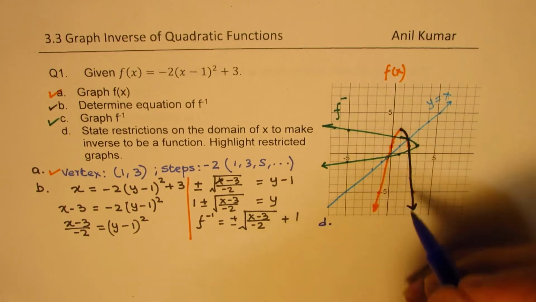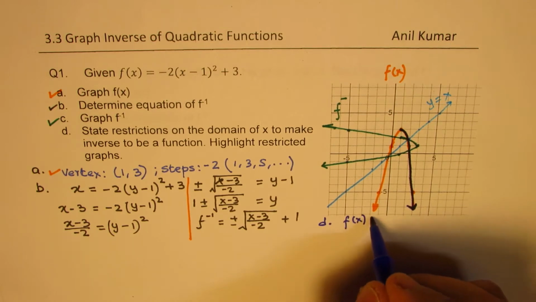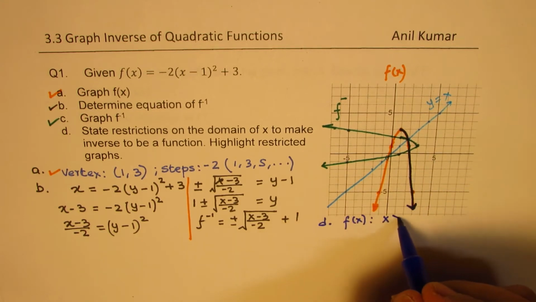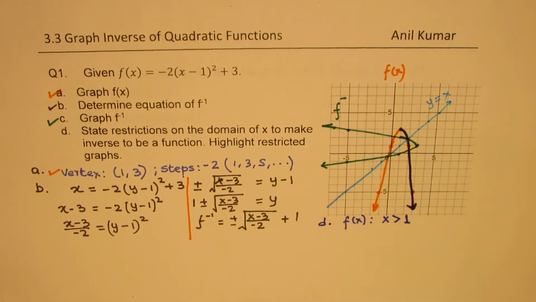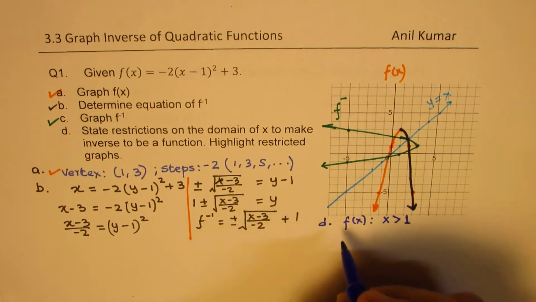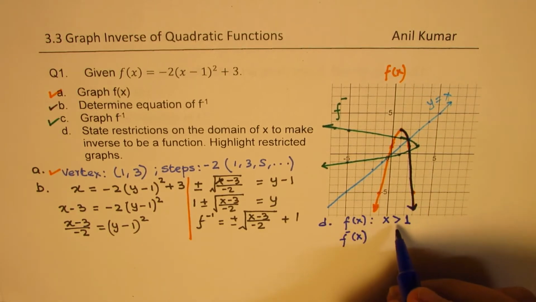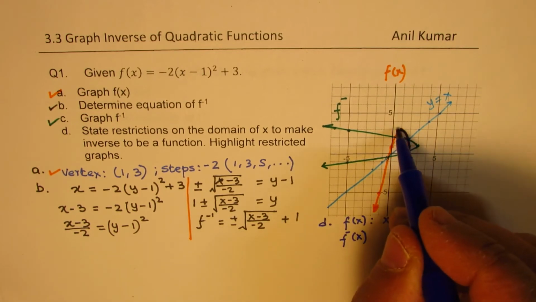So the restriction here is that, on the f of x, x is greater than 1. So if I have that restriction, the graph of the parabola which I am considering is this one, right? So in that case, the inverse will be a function. Now you can say when x is greater than 1, that becomes the domain. We know that y is less than or equal to this point, which is 3.